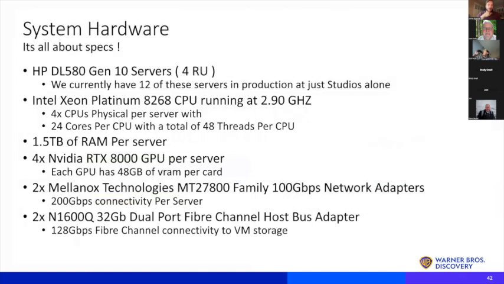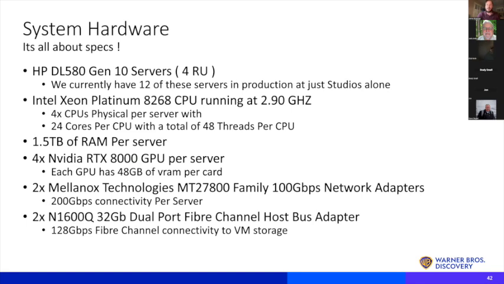A little more about the hardware. Each one of these servers is 4RU. We have 12 of them in Studios alone. They're all running these Platinum 8268 CPUs at 2.9 gigahertz, which is really fast. We have 4 physical processors per server, 24 cores per CPU with a total of 48 threads per CPU. Do your math, that means we have 192 processor count in each one of these servers.